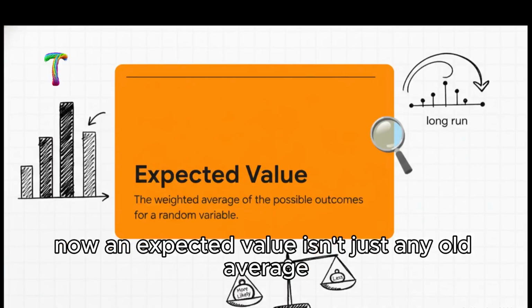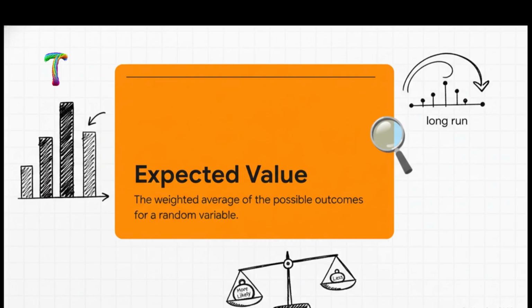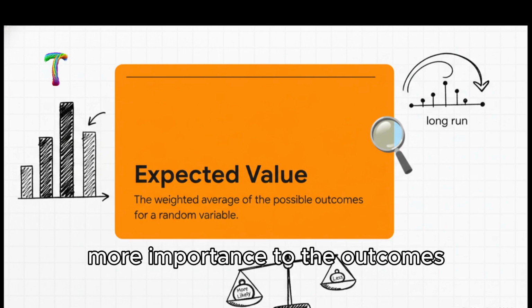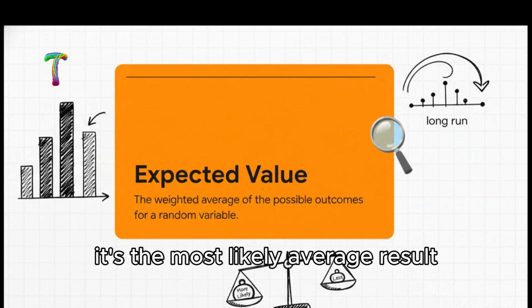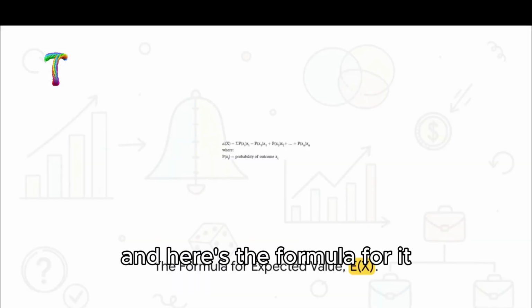Now, an expected value isn't just any old average. It's a weighted average. And that's a really key distinction. It's smarter because it gives more weight, more importance to the outcomes that are more likely to actually happen. It's the most likely average result you'd see if you could run the scenario over and over again. And here's the formula for it.